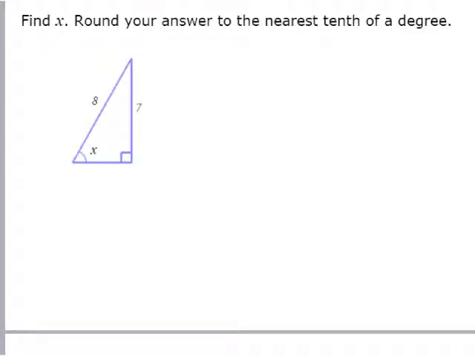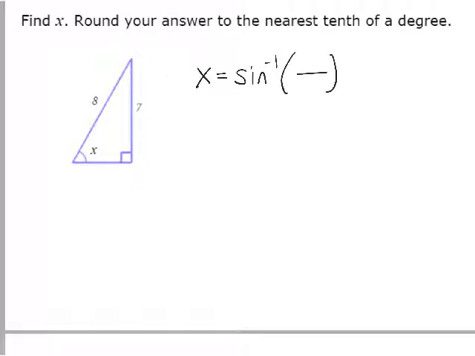So if we want to find the angle for this right triangle, we have to look at these two sides. This is your opposite and this is your hypotenuse. Sine, cosine, tangent, which one has opposite and hypotenuse? That would be sine. So to find x, the angle, we take the arc sine or the inverse sine of the fraction of sine.